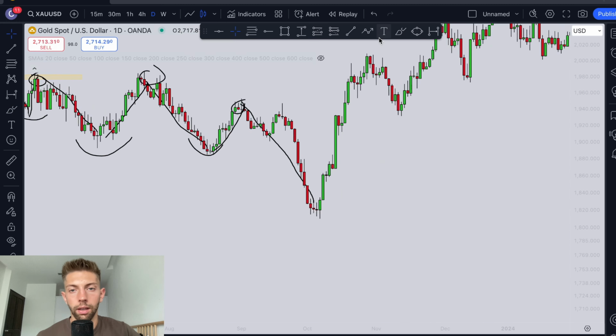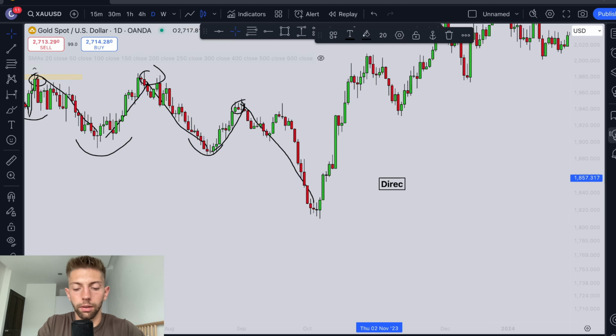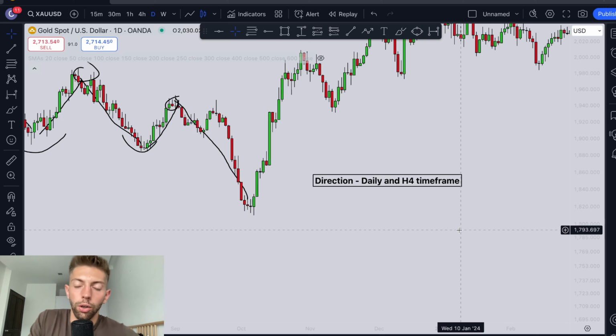So basically, this is gonna be the first thing. Direction, daily and H4 time frame. I don't wanna be going higher, let's say weekly, monthly. I don't wanna be going lower, let's say M30 and H1. It's because the daily and H4 work the best for me, and we are gonna be looking to take trades for a few hours and maybe for a few days. So the daily and H4 time frames are the most optimal time frames for it.